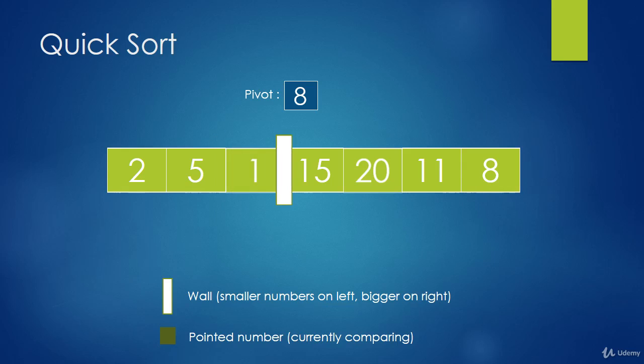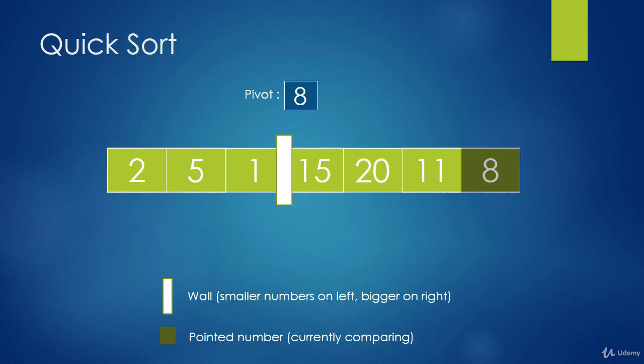Wait, 5 and 1 are clearly in incorrect order. Yes, they are, but they are both smaller than our pivot, and that is all that we care about. We continue by comparing 11 to our pivot. Well, 11 is bigger, so we move on.